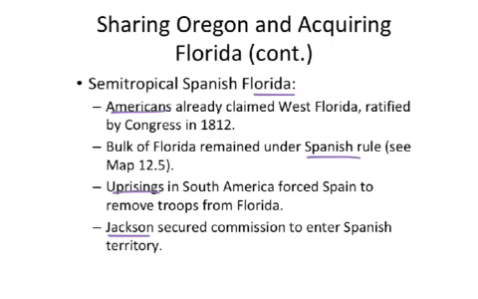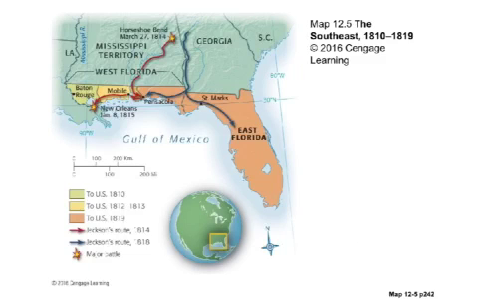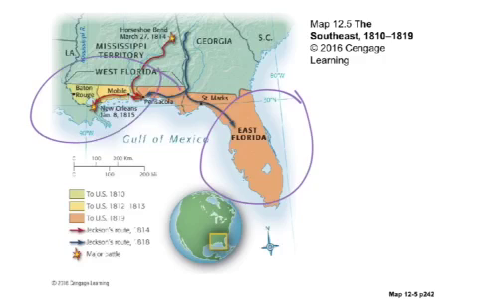Now, when it comes to semitropical Spanish Florida, Americans had already claimed West Florida, which had been ratified by Congress in 1812, but the bulk of Florida remained under Spanish rule. Uprisings in South America forced Spain to remove troops from Florida, and Andrew Jackson secured the commission to enter Spanish territory. This map shows Florida, which was separated into East Florida and West Florida. East Florida is the remainder of the Spanish territory that we would eventually acquire in 1819.